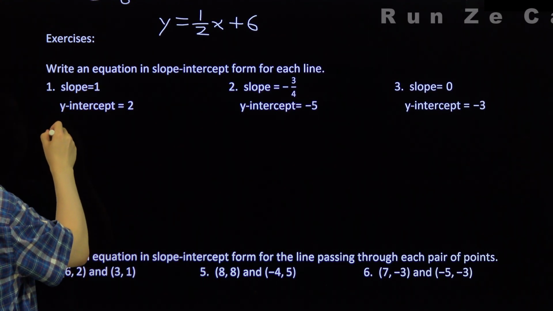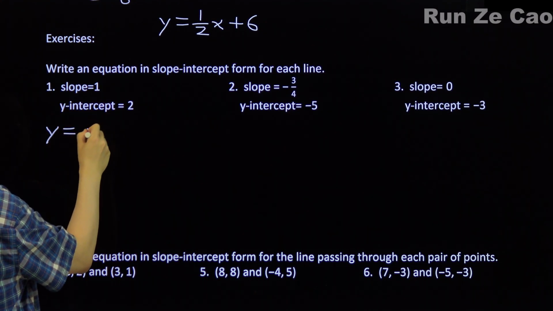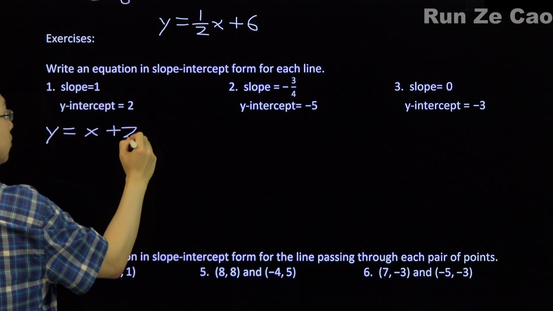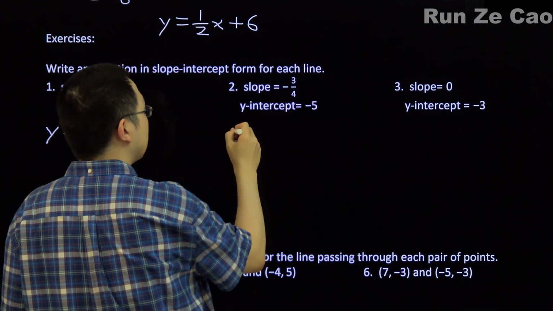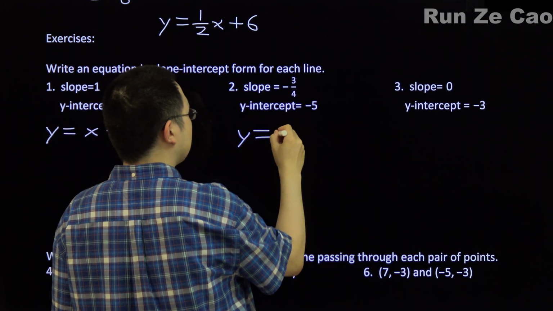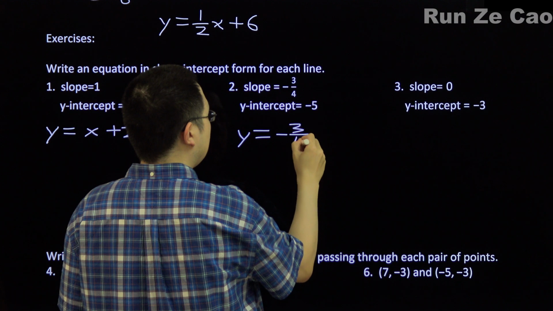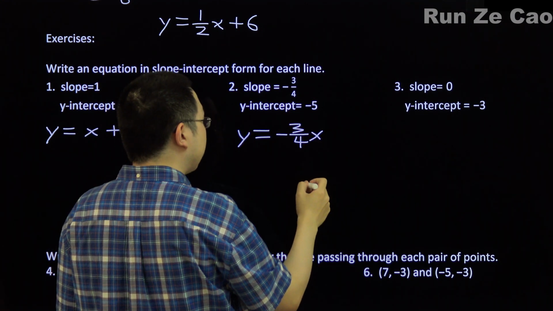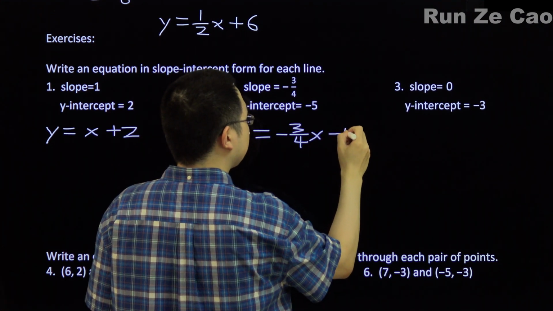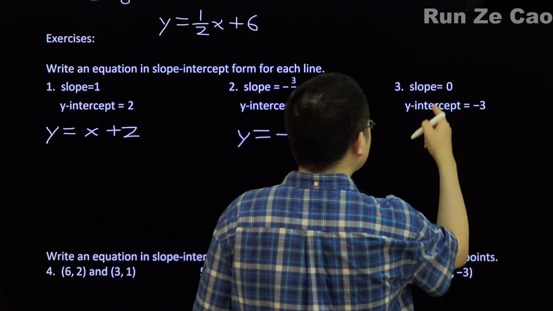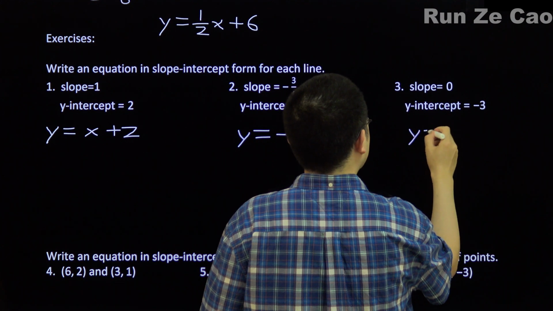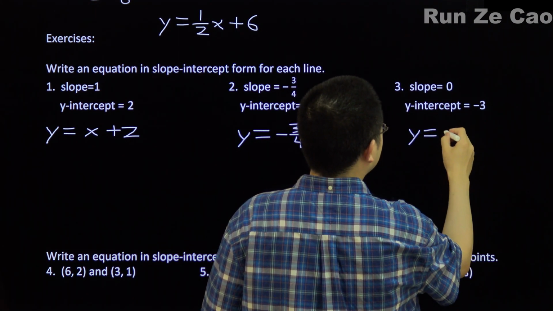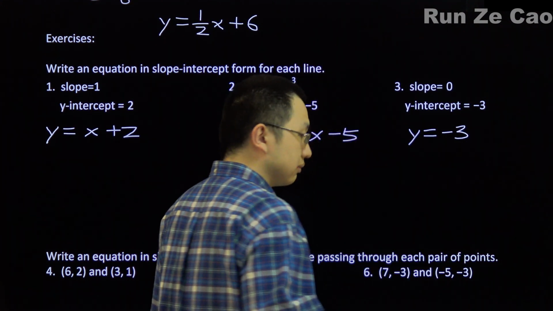Write an equation in slope-intercept form for each of these lines. Slope equals 1, so y equals 1x, so just x. And y-intercept equals 2, so plus 2. Slope equals negative 3/4 x. Okay, fine. And y-intercept is negative 5, so plus negative 5. That's minus 5. Slope equals 0. Well, y equals 0x, so we don't write that. And then plus negative 3, so just negative 3.